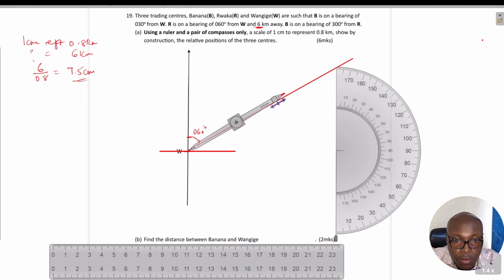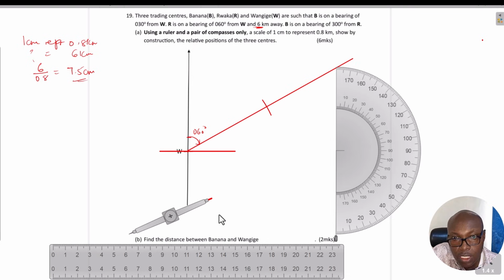So 7.5. So there it is. So 7.5 is up there. So this is now R. So we've been able to represent that. That is point R. So R is on a bearing of 060 from W and 6 kilometers. So 6 kilometers is here, which we've measured. That is the equivalent of 7.5 centimeters.